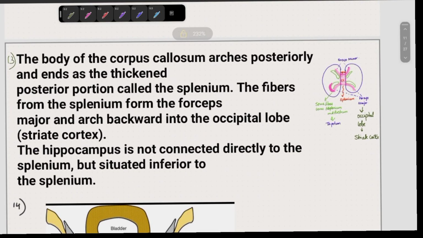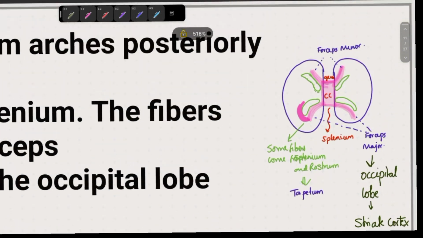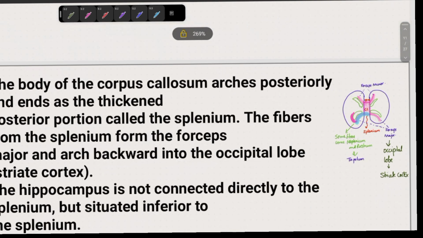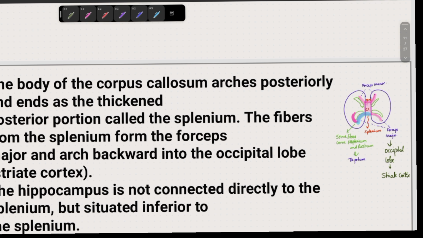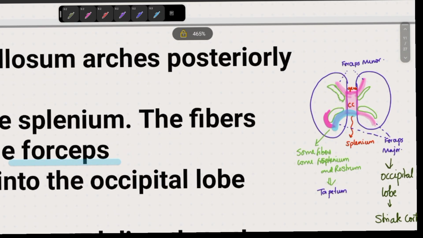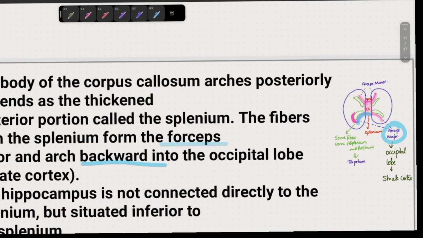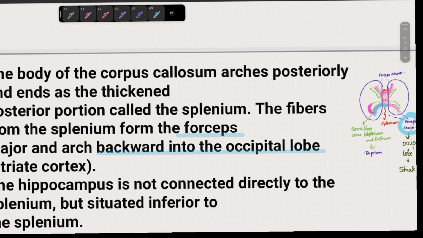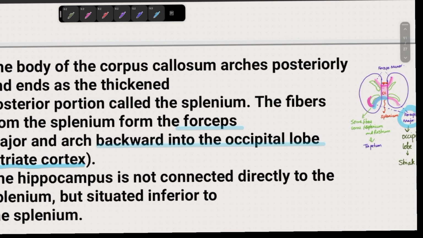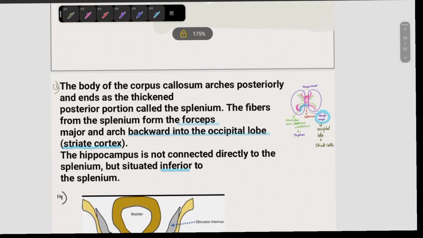See, the corpus callosum arches posteriorly like this, and ends as a thickened posterior portion. This is called the splenium. The fibers of the splenium form a forceps, that is the forceps major. That will arch backward into the occipital lobe. That is nothing but the striate cortex. The hippocampus is not connected directly to the splenium, but it is situated inferior to the splenium. This one thing you have to remember.